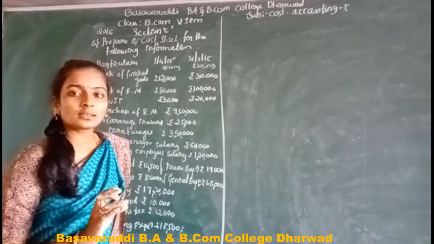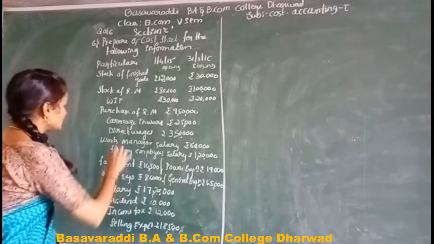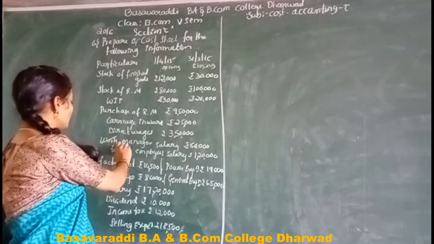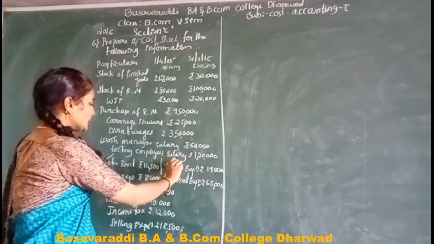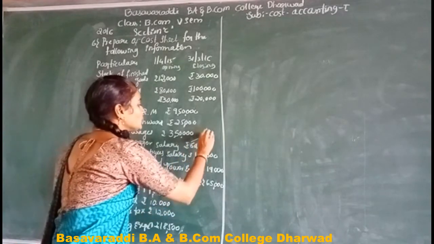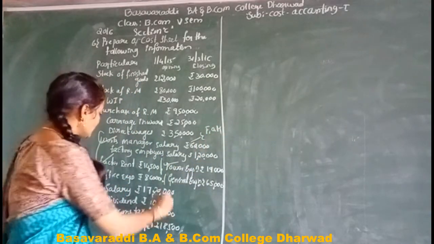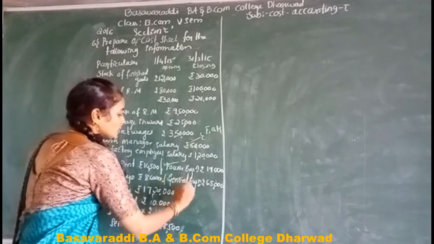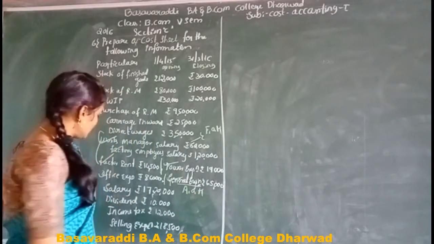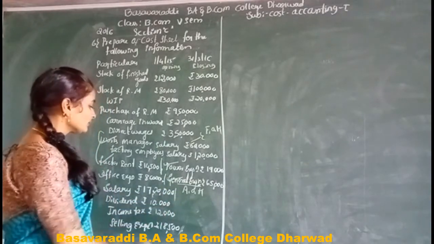This question is asked for 15 marks in the year 2016. Works manager salary, factory employees salary, factory rent and power expenses are related to factory overhead. Then office expenses and general expenses are related to AOH, administrative overhead. Salary is also included in the AOH.